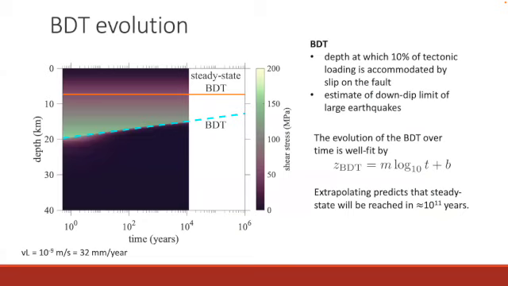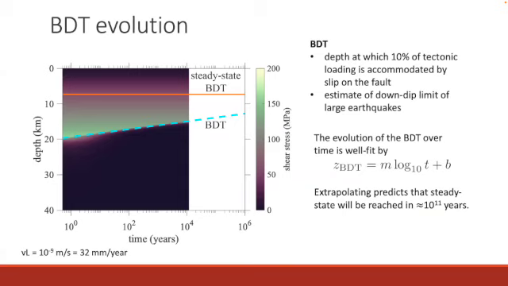Here I'm showing the evolution of the shear stress on the fault over time. Time on the x-axis is plotted on a logarithmic scale, and depth in kilometers is on the y-axis. The color shows the magnitude of the shear stress, and I define the BDT as the depth at which 10% of tectonic loading is accommodated by slip on the fault, because as I showed in the shear heating section of this talk, this is a good estimate of the down dip limit of coseismic slip for large earthquakes.